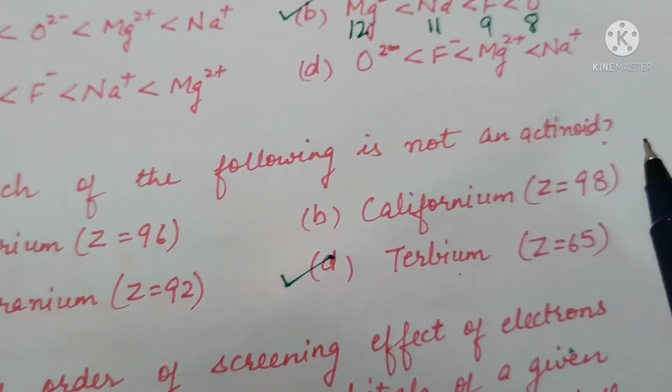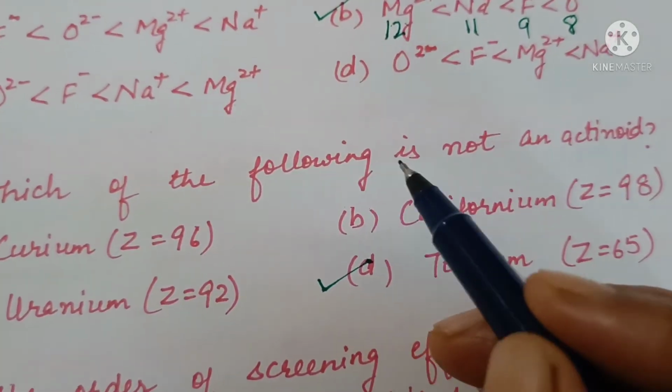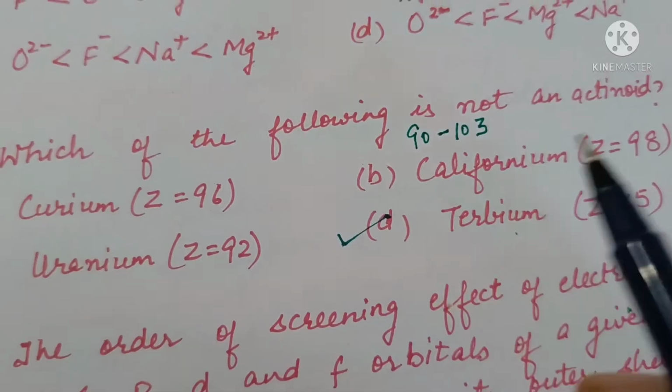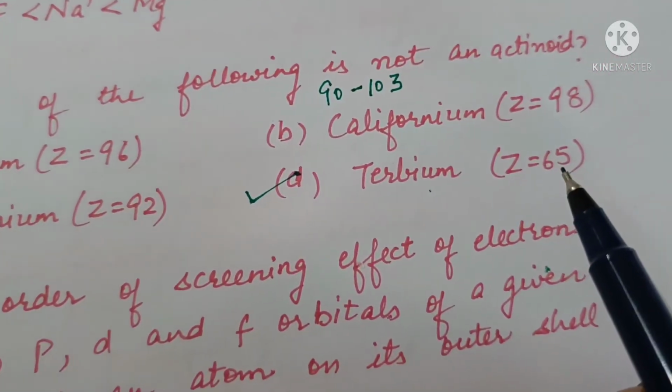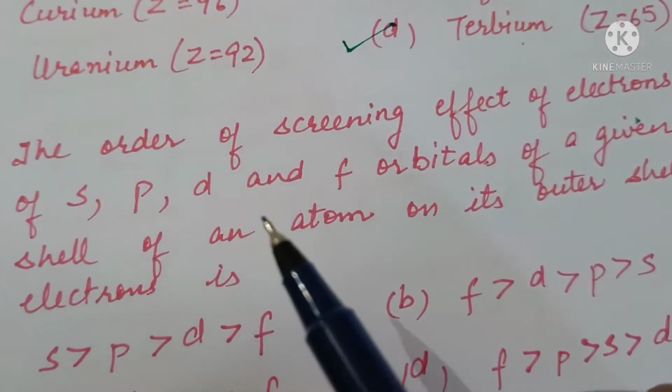Which of the following is not an actinoid? So actinoids are species having their atomic number from 89 to 103 and above. Actinium, all these are actinoids. Terbium with atomic number 65 is not an actinoid. Option D is the correct answer.